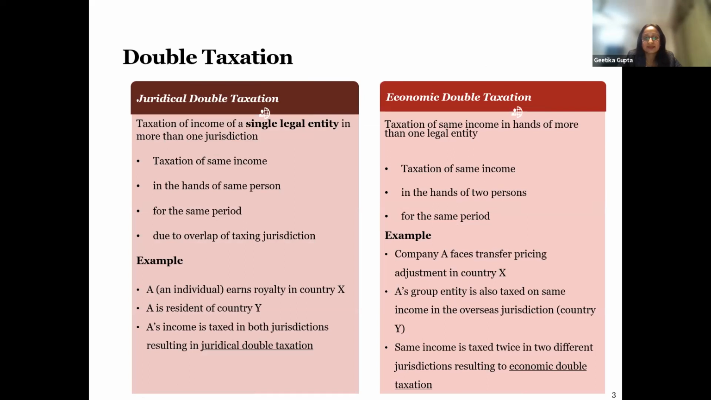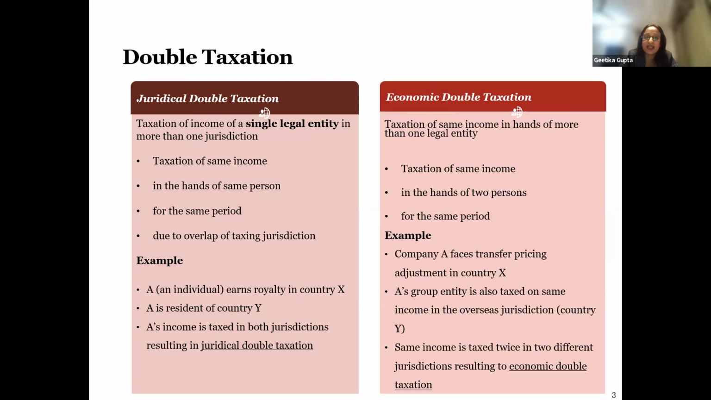All right. And then what could be the best example for EDT, economic double taxation? See, for economic double taxation, there could be two examples I discussed. One is the transfer pricing adjustment. So let's say there is an Indian company. It is getting additions on account of transfer pricing adjustment in India. Let's say it has paid certain headquarter charges to its parent company. The transfer pricing officer says, no, the arm's length price is zero for that entity.